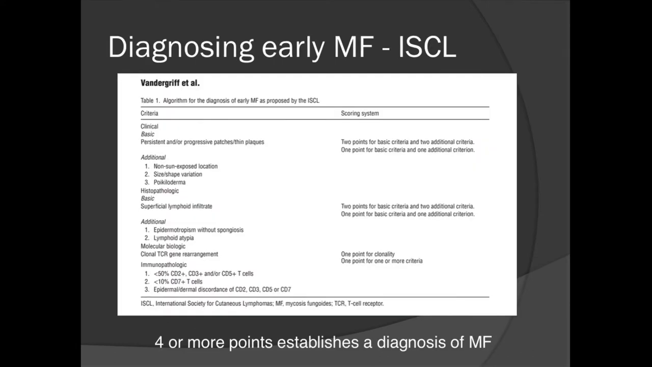The International Society of Cutaneous Lymphoma decided they were going to fix this mess. They were going to come up with a one-size-fits-all instant solution. Everybody can make a diagnosis of MF. It's a four-point scale. You get 4 points, you make MF. If you don't get 4 points, you don't make MF. So it was based on clinical, persistent or progressive patches or thin plaques, like I described, or if these other histologic clinical features, like whether it's sun exposed, what the lesions looked like, whether there was poikiloderma, those are another point.